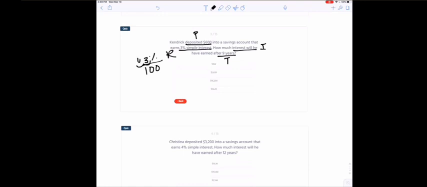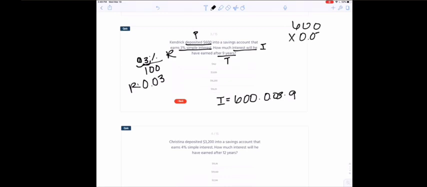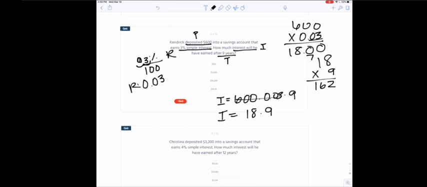Okay, let's convert this real quick. Divided by 100. Move that decimal point 2 to the left. 0.03. Okay, that is my rate. So let's plug it all in. Interest that we don't know is equal to $600 principal times 0.03 times 9 years. So let's start off with 600 times 0.03. 3 times 0 is 0. 3 times 0 is 0. 3 times 6 is 18. There are 2 numbers behind the decimal point in my question, which means there'll be 2 numbers behind the decimal point in my answer. So I can rewrite these 2 as 18, and then I still have to multiply the 9. So now let's do 18 times 9. 9 times 8 is 72, so I put a 2 and I carry the 7. 9 times 1 is 9, plus 7 is 16.